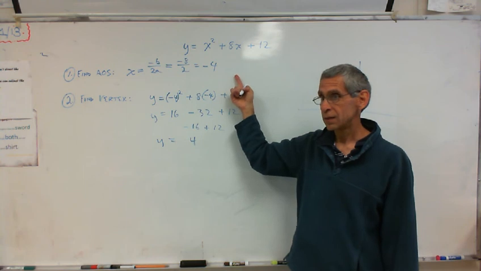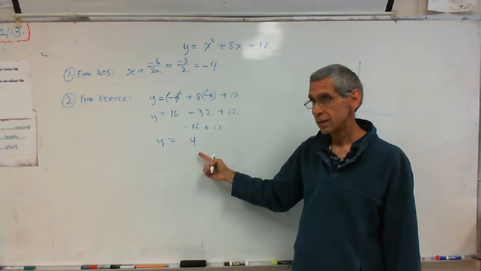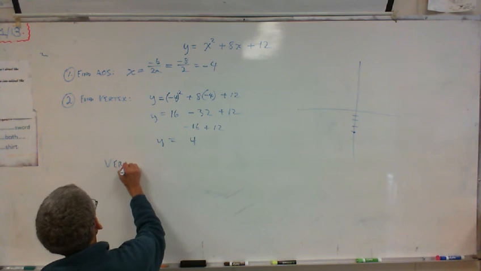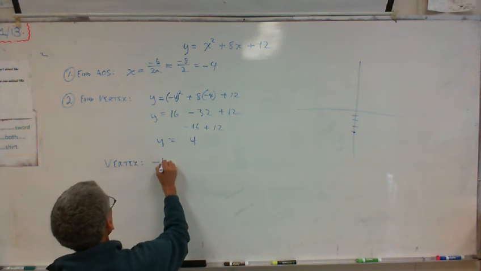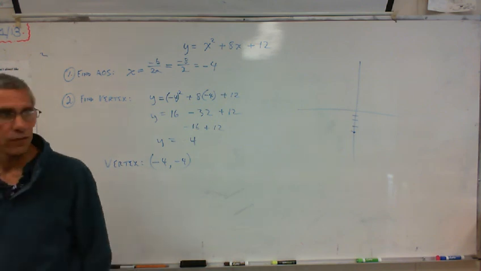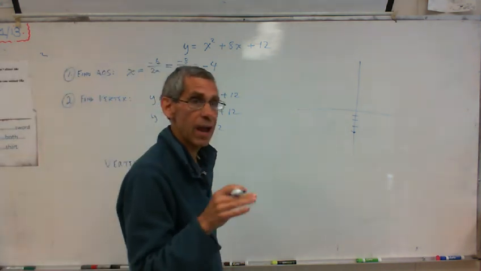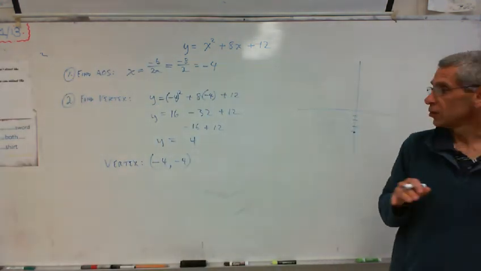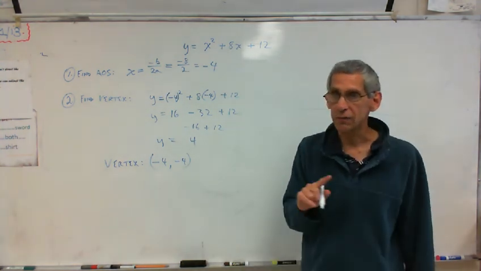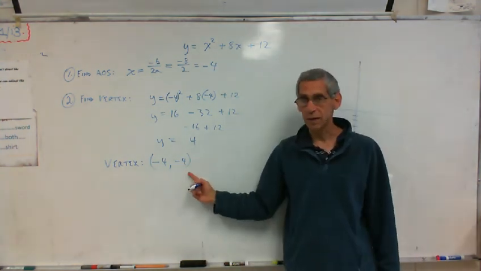Oh, yeah. Yes. So how would you write it? You write the vertex is -4 comma -4. You guys get that, right? You have to show me the whole thing. Don't just tell me it's -4, because that's not a vertex. A vertex is an x comma y, right?